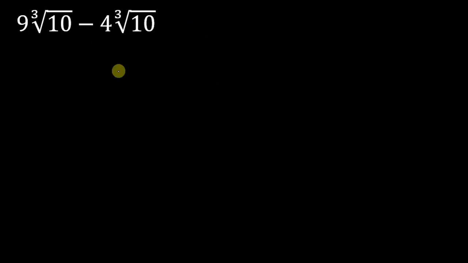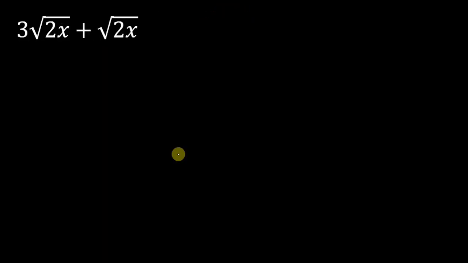Next, 9 cube root of 10 minus 4 cube root of 10. So that is 9 minus 4, that is 5. And then copy yung cube root of 10. Next, 3 square root of 2x plus square root of 2x. That is 3 plus merong 1 dito, that is 4. And square root of 2x.